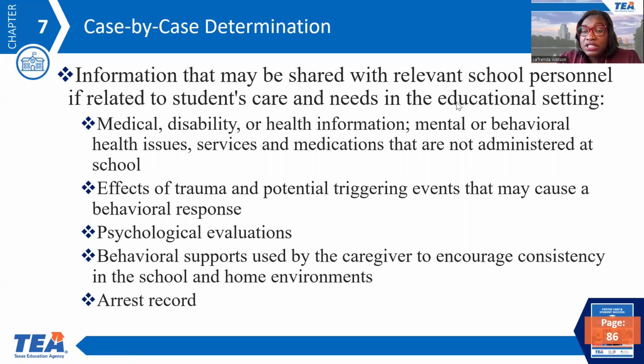Any medical, disability, or health information, any mental or behavioral health issues, services and medications that are not administered at school. This is information that can be shared with relevant school personnel. The effects of trauma and potential triggering events that may cause a behavioral response. That information needs to be shared with school personnel so they can equip themselves for any possibility of anything that may happen. Any psychological evaluations that may have happened with the student before they came to that school, the school should know about this information.